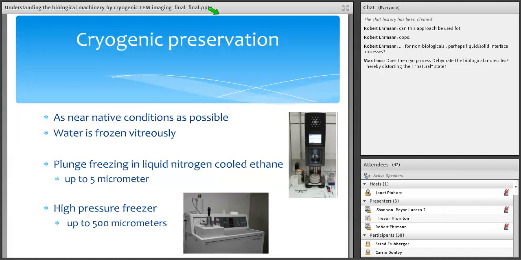We have a concern from one participant. Does the cryo process disintegrate biological molecules, and is there some distortion of the natural state? We try not to dehydrate the biological molecules. When we plunge freeze, what we do is we are blotting away the liquid, and that's our next slide.